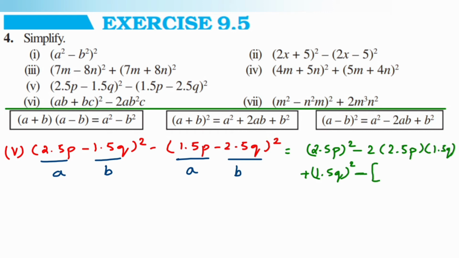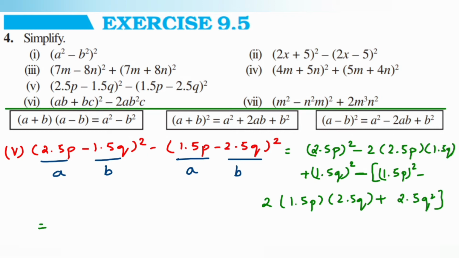So it's (1.5p)² − 2 × 1.5p × 2.5q + (2.5q)². Now close the bracket. Now this step is very important because we have to open the brackets here. So this is equal to, first we have (2.5p)². We're going to write down (2.5p)² as it is. We're not changing it because they can cancel.